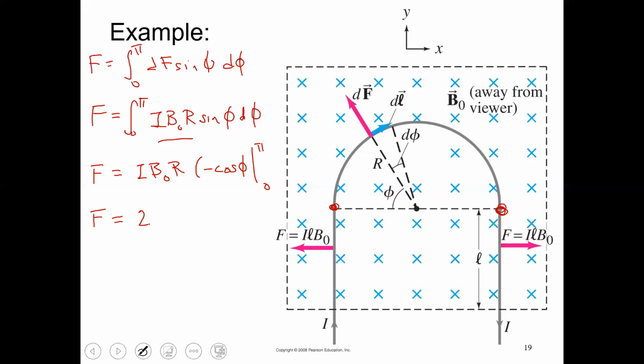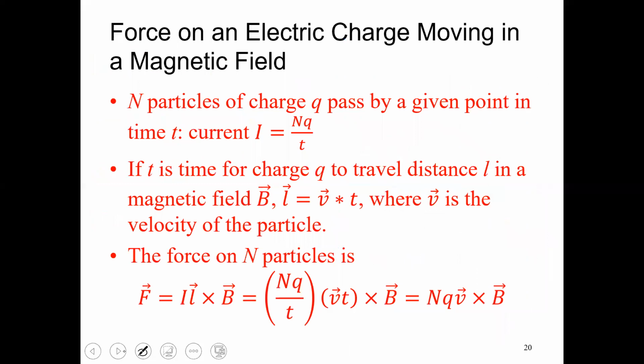Okay, those negative signs cancel each other out, and we end up with the force being 2 times I times B0 times R, and the direction we saw from the previous page is going to be upward in the positive y direction. Right? Okay, so we'll pause there. We'll pick up with our force on an electric charge moving in a magnetic field in the next part of our lectures.